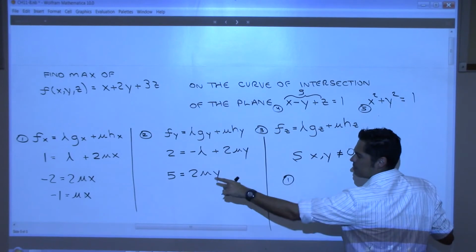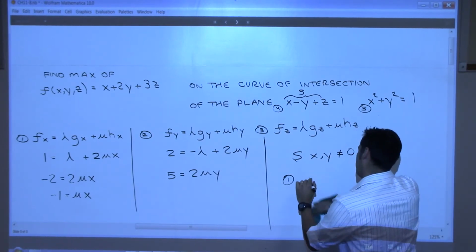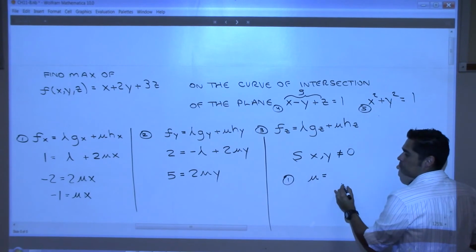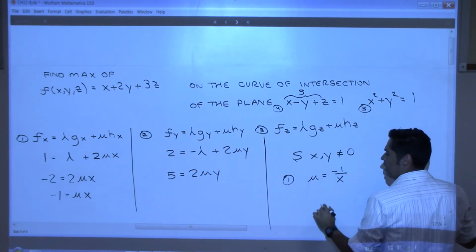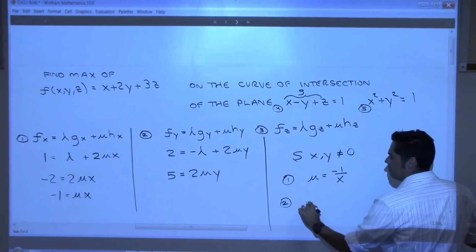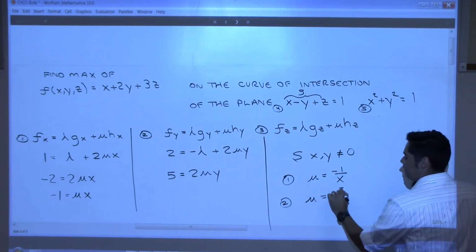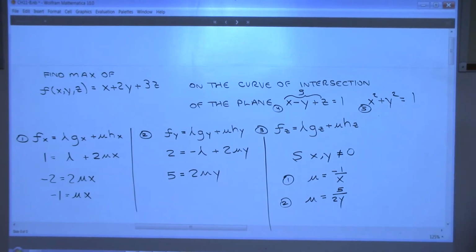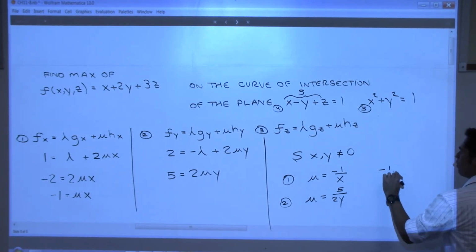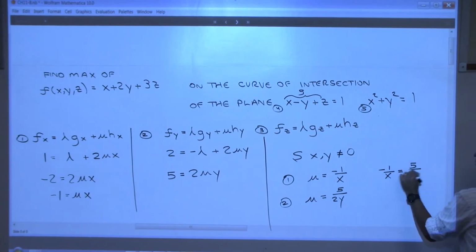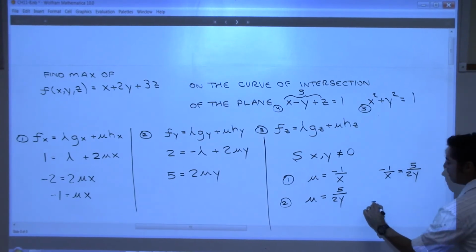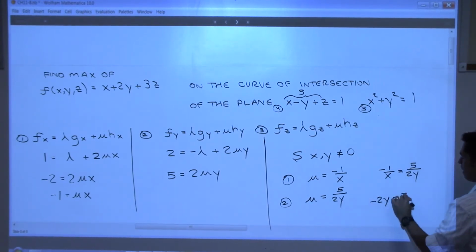Then equation 1 tells us that mu would be what? Negative 1 over x. And then equation 2 would tell us that mu is 5 over 2y. Now you can set those equal to each other, right? So you get negative 1 over x equals 5 over 2y. And do your little crisscrossy thing, however you want to do it. Negative 2y equals 5x. So we have a relationship between x and y, don't we?